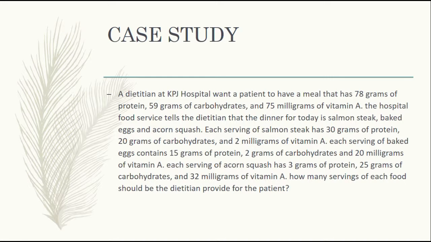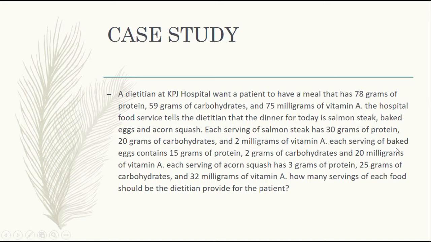The hospital food service tells the dietitian that the dinner for today is salmon steak, baked eggs and acorn squash. Each serving of salmon steak has 30 grams of protein, 20 grams of carbohydrates and 2 milligrams of vitamin A.